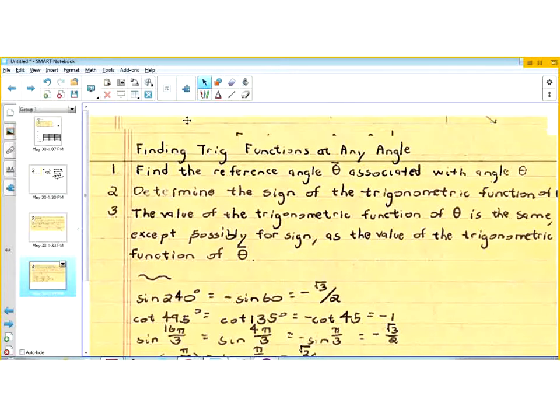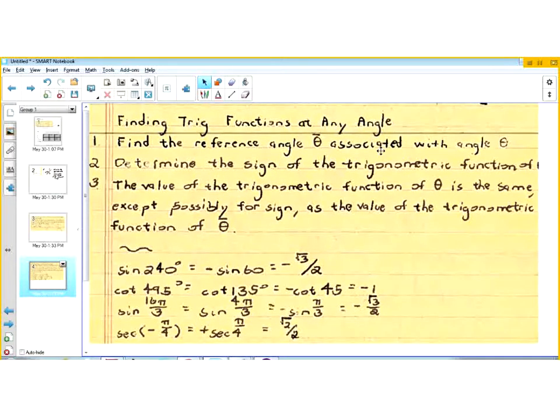All right, so here's the process. Find the reference angle theta bar associated with the angle. We can do that now. Determine the sign of the trigonometric function of theta. Sorry, it got truncated, so this should be theta right there. In other words, you'll find out which quadrant the terminal side of theta is in, and then based on that quadrant, you'll associate the sign based on the trig function.